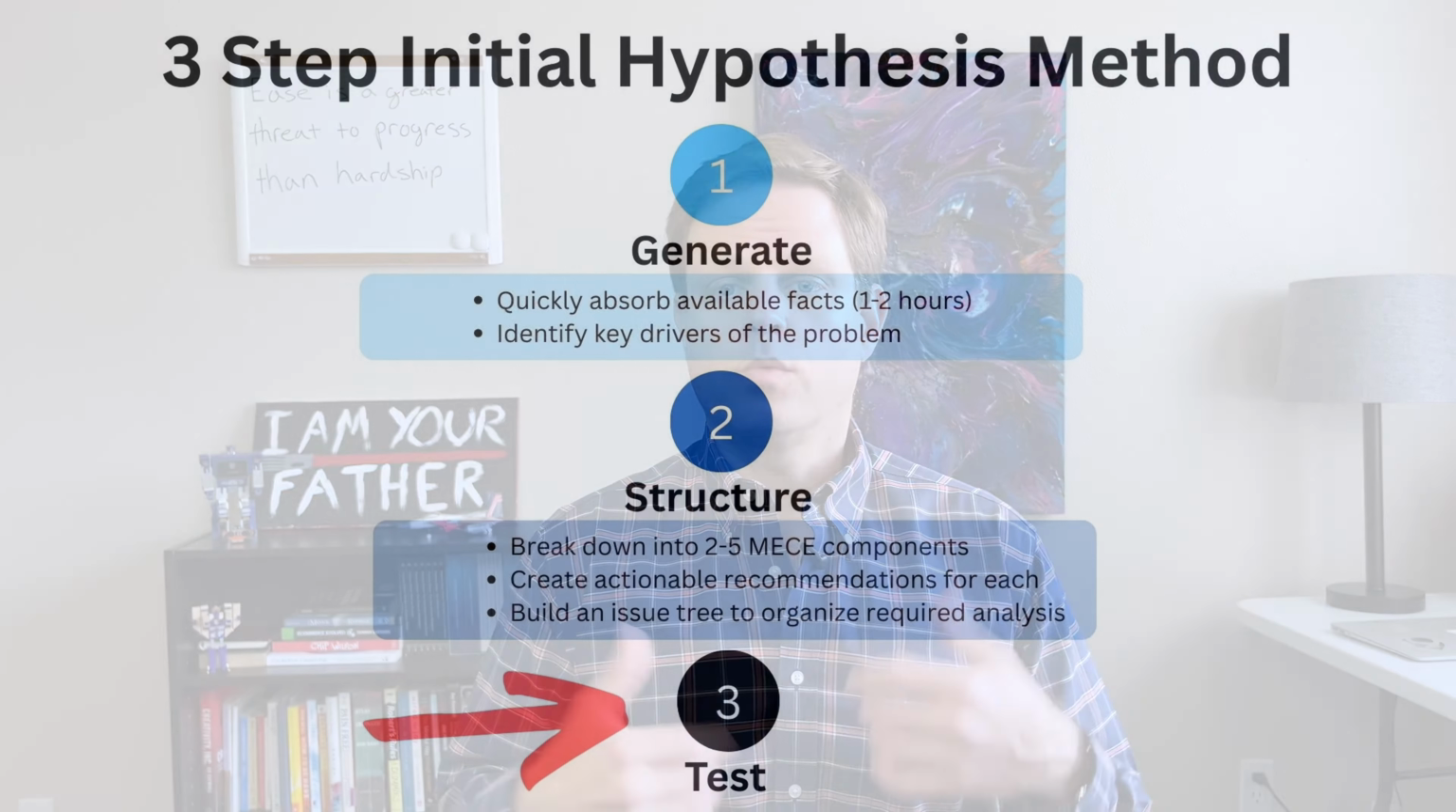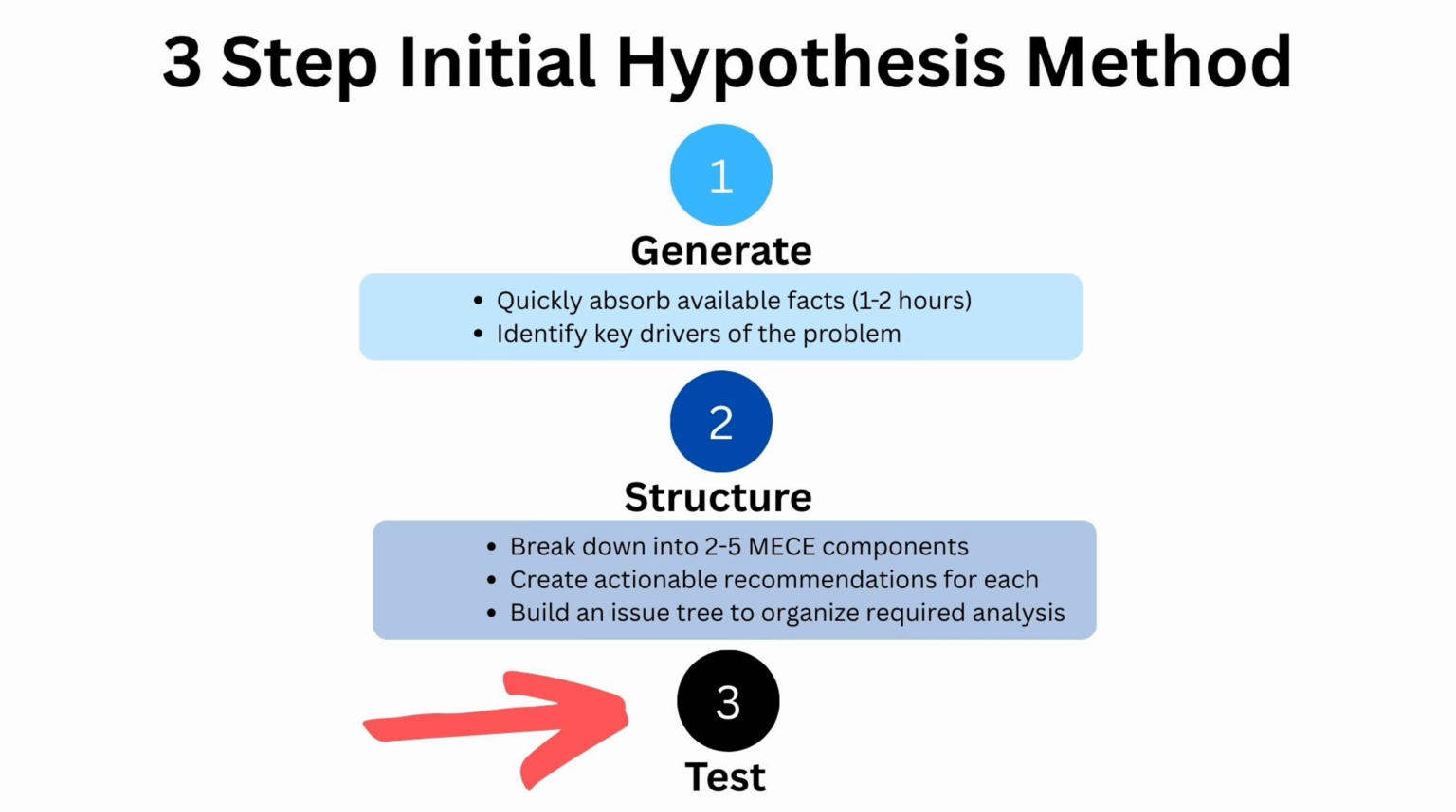unfocused effort. Now, before investing time in deep research, you want to test your hypothesis for robustness. This step alone can save you tons of time and thousands of dollars in unnecessary expenses. First, we want to pressure test it with critical thinking. For each component, ask, what would prove this wrong? And what alternative explanations might exist.